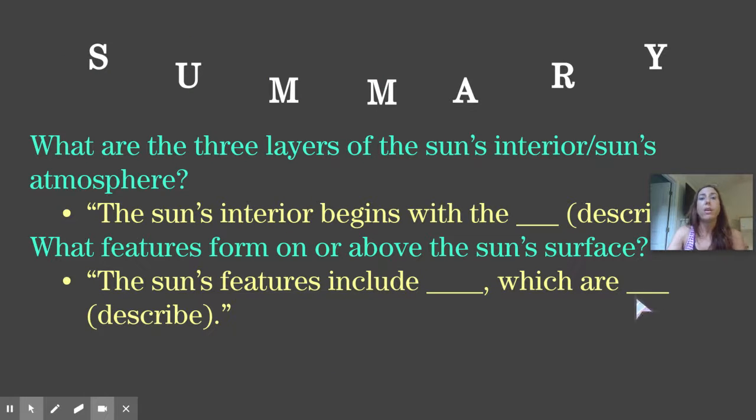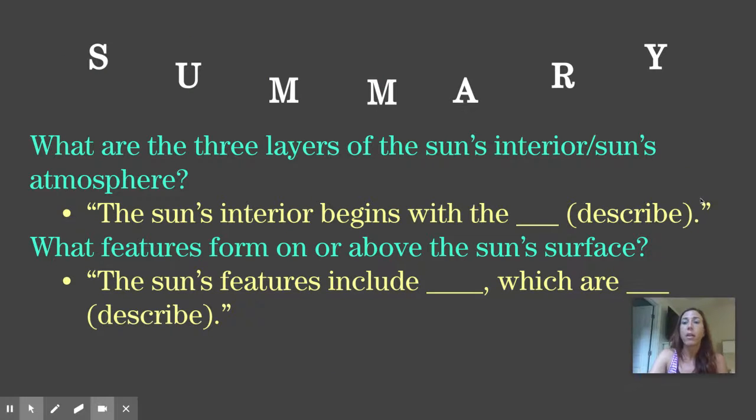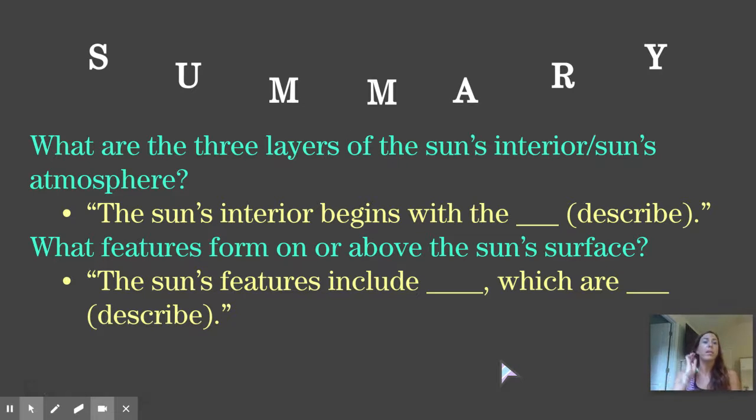Okay, so go to your summary and go ahead and answer those essential questions from the beginning of our lesson. What are the 3 layers of the sun's interior and the 3 layers of the sun's atmosphere? And what features form on or above the sun's surface?